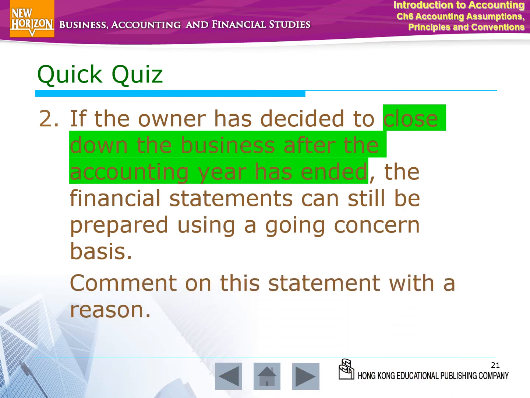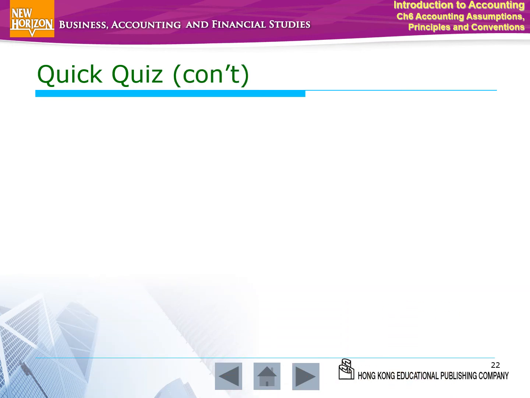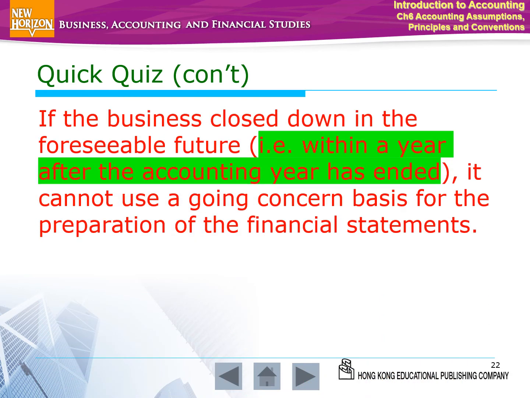Please comment on the statement with a reason. In this case, the business will close down in the foreseeable future. Foreseeable future here means within a year after the accounting year has ended. One year is related to foreseeable future. So if the business actually closed down within one year, you cannot use the going concern basis for the preparation of the financial statements.